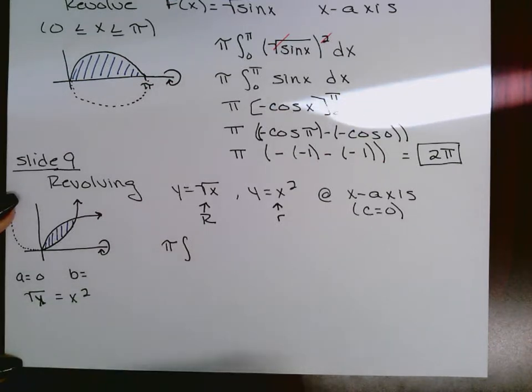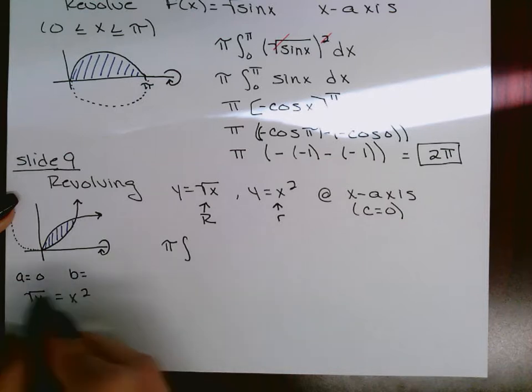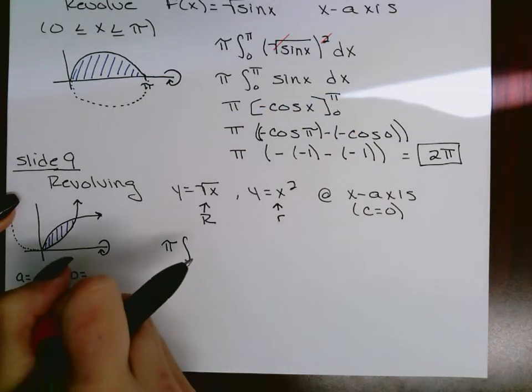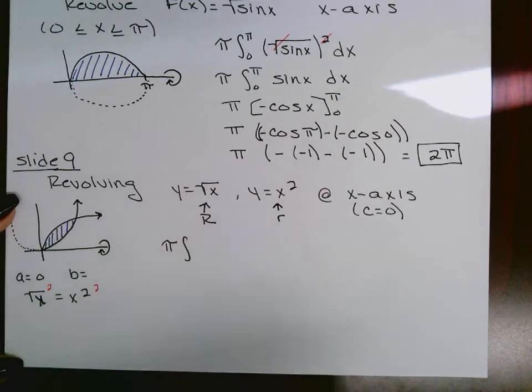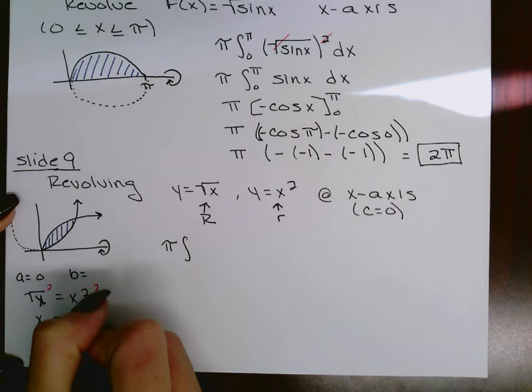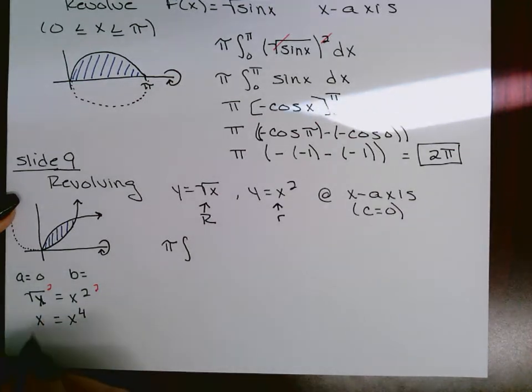What do I do? Square. You square both sides. So it would be x to the fourth, right? Right. So I have x equals x to the fourth. You can divide by an x. And cube root, what's cube root of 1?